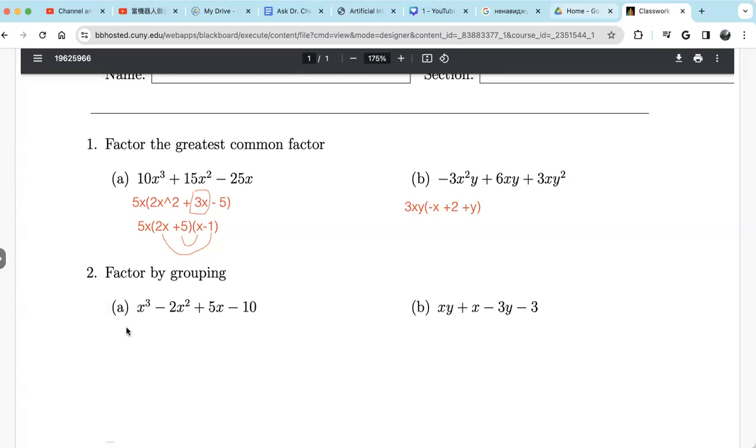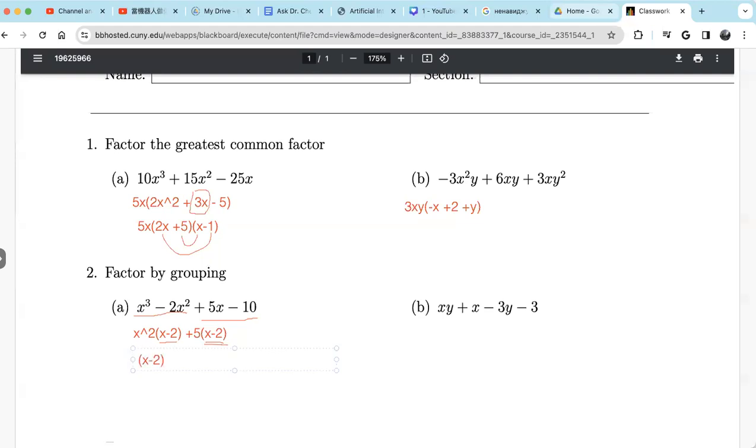Let's see 2a. 2a will have 4 terms. Remember, with 4 terms, we want to group 2 by 2. We want to group these 2, group those 2. So we factor out the common factors in each group. So the first one, obviously, x squared is a common factor. Then we have x minus 2 left. The second group, we see 5 is a common factor. So we factor out, we have x minus 2. Right, 2 groups. So in each group, we see a common factor, x minus 2, x minus 2. That means we can factor out x minus 2 among those 2 groups.